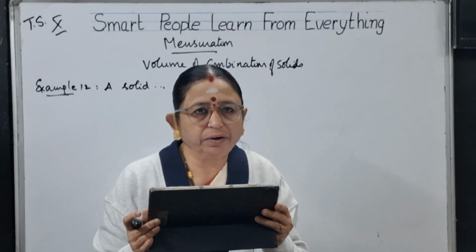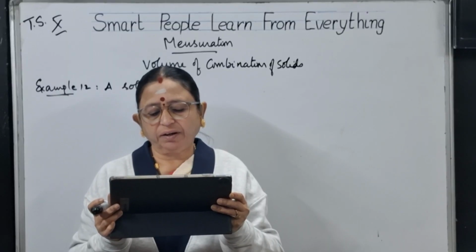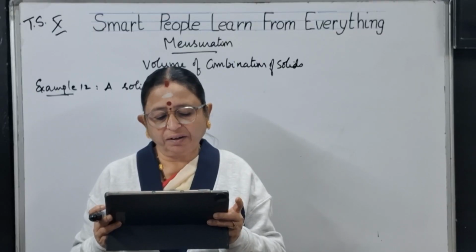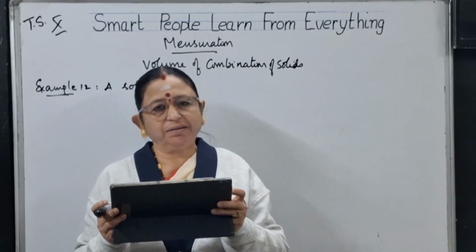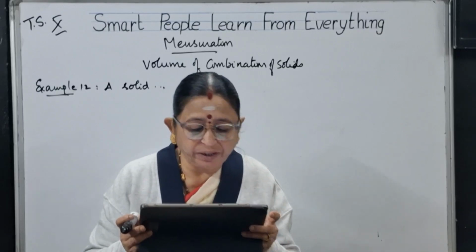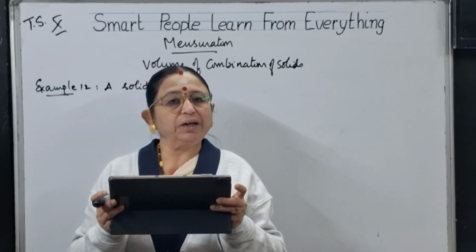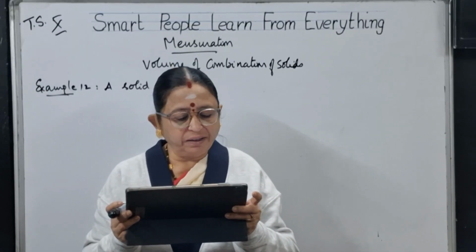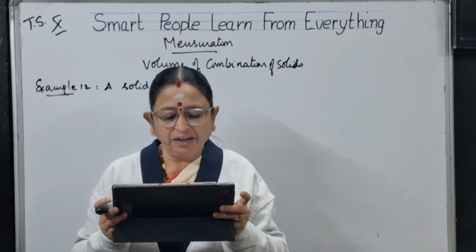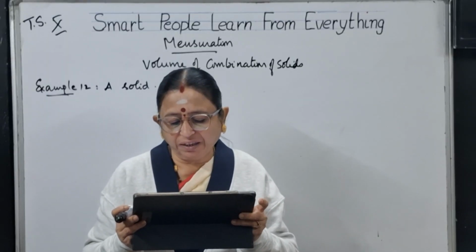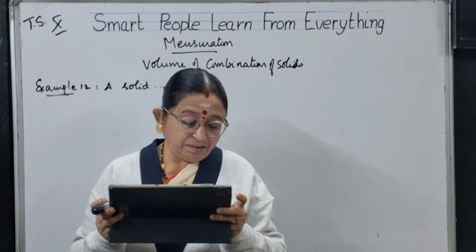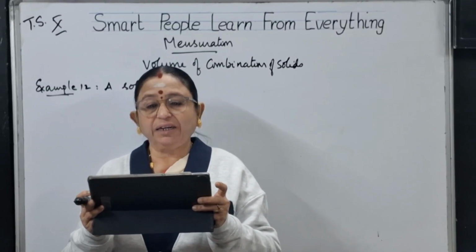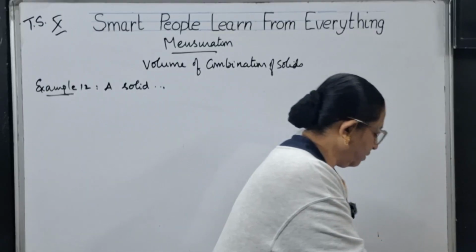12th problem, children. A solid consisting of a right circular cone standing on a hemisphere is placed upright in a right circular cylinder full of water. There is a cylinder which is full of water. In that, a cone with a hemispherical base is kept touching the bottom. Find the volume of the water left in the cylinder, given that the radius of the cylinder is 3 centimeters and height is 6 centimeters, and radius of the hemisphere is 2 centimeters and height of the cone is 4 centimeters. So this is the problem, children.